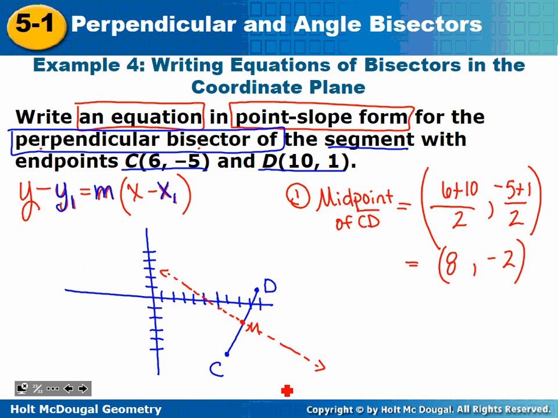and it needs to be perpendicular to CD. It's going to bisect it and be perpendicular to it. So basically what we just found right here is a point on our line, x1, y1. So we're just going to plug that into our equation. Okay, what's the second thing we need to find in order to write this equation? The slope. Do we want the slope of CD? No, what do we want the slope of?